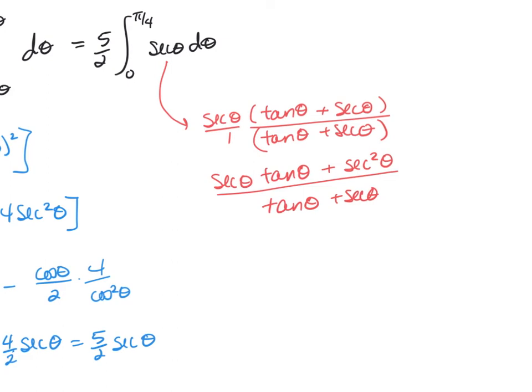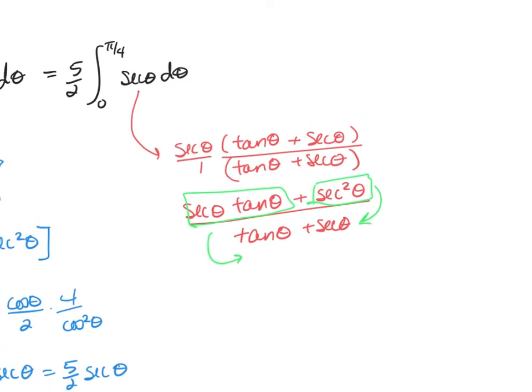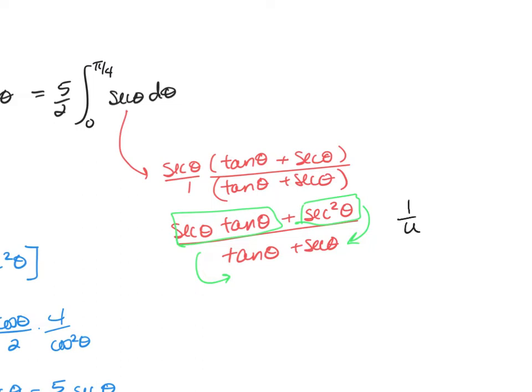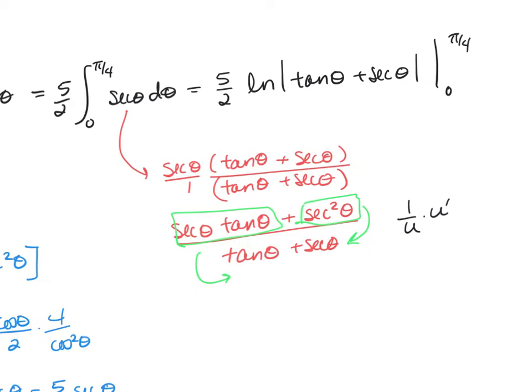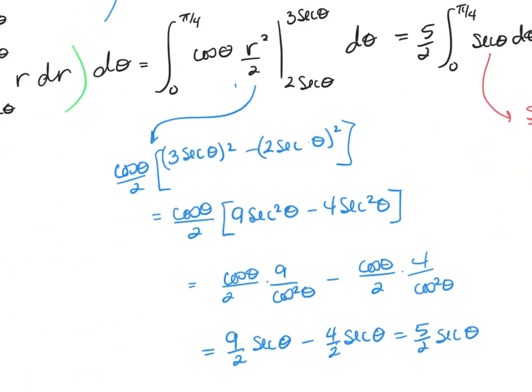And then I know that this is the derivative of that, and this is the derivative of that. So that means I must have had a 1 over u type of situation times a u prime type of situation, which means that I have 5/2 the natural log of the absolute value of the tangent theta plus the secant theta evaluated from 0 to pi over 4. And I'll let you all finish that off. So it's just a nice little refresher of some pre-calculus 2 and some calc 2. So there's that one. A lot of work for that one.